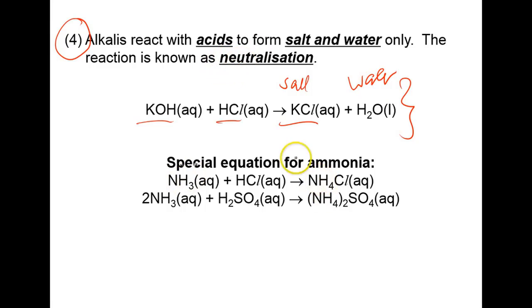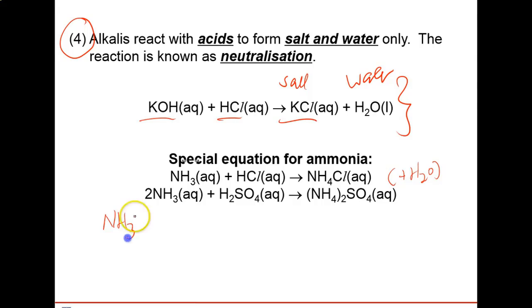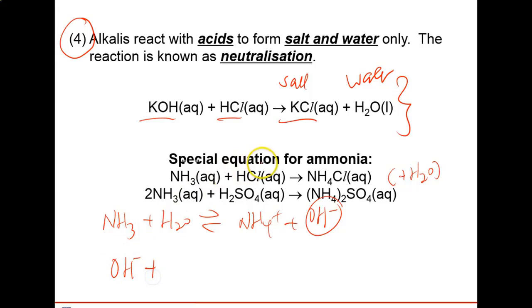Ammonia and HCl, same thing, it gives us a salt. In this case, there's no water present, but we can still call this a neutralization reaction. Why? Because the ammonia reaction is actually two steps. NH3 actually first reacts with H2O to give us NH4+ and OH-. And this OH- then reacts with the acid component to give us H2O and Cl-.